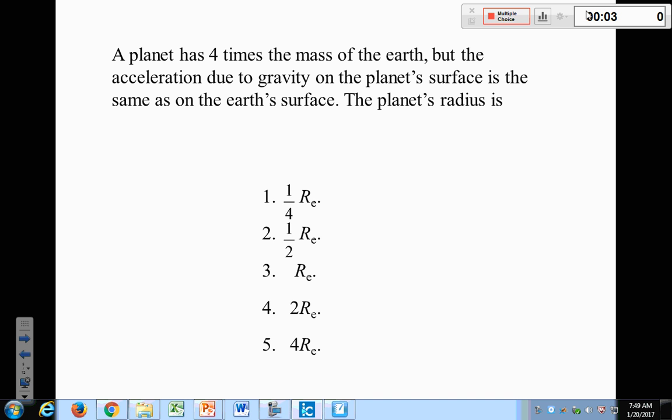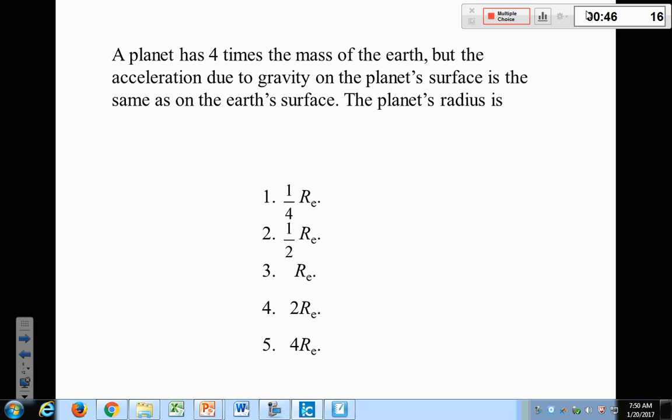A planet has 4 times the mass of the Earth, but the acceleration due to gravity on the planet's surface is the same as on the Earth's surface. So the planet's radius must be what compared to the radius of Earth? It's more massive by a factor of 4, but the acceleration due to gravity is the same as that on Earth. So what's up with this planet? Okay, you need to rethink your answer because most of you, so far, are not putting the right answer.